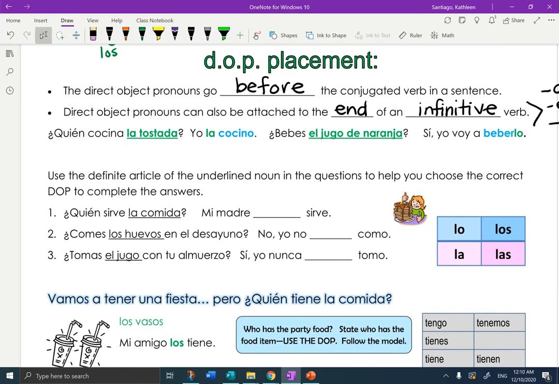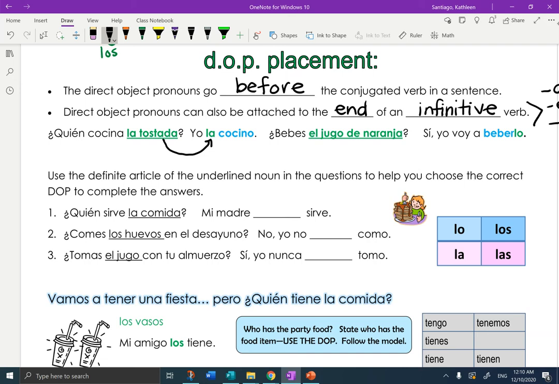Okay, let's look. ¿Quién cocina la tostada? Look at how la tostada jumped to before the verb. Yo la cocino. Who cooks the toast? I cook it. But in Spanish, you're really saying I it cook because we're going to move it from the end to the front of the verb.